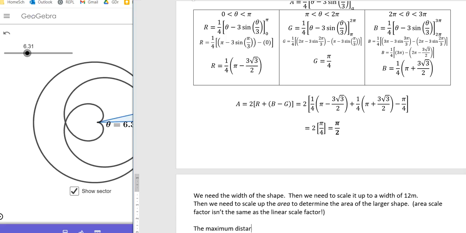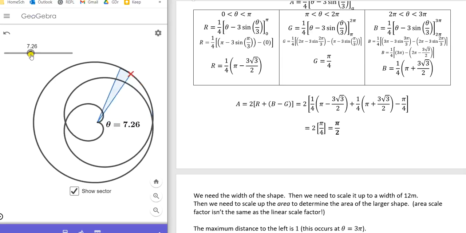The maximum distance to the left is 1. This occurs at theta equals 3 pi because we get sine of 3 pi over 6 or sine pi by 2, which is 1. So that's what's happening when we get to here-ish. Sine of 3 pi is going to give 1. The maximum distance to the right has got to happen at an even number. So it's obviously not at 0 pi, and it's not going to be at 1 pi because that's an odd number. But when we get all the way to 2 pi, that is the point we're interested in there.